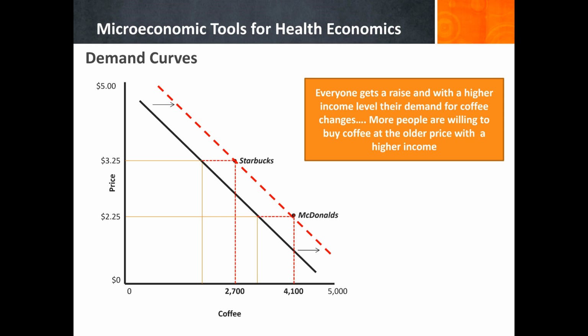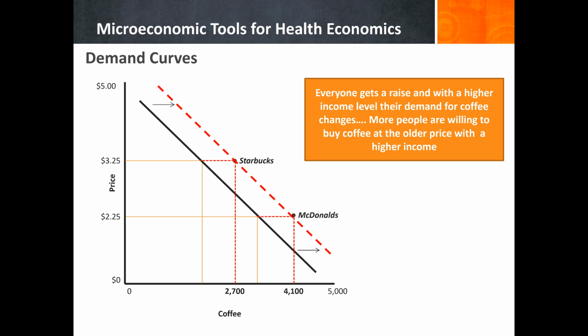When I shift the demand curve to the right, that means people have more money. Shifting demand, I'm causing demand to increase. So everyone gets a raise, and with a higher income level, their demand for coffee changes. So think of Starbucks. When people had a raise, look at what happens. The $3.25, the people still pay that price, but it goes out to 2,700 cups. So more people are willing to buy Starbucks when they have a higher income, because now $3.25 doesn't look as bad. But the same thing happens to McDonald's.